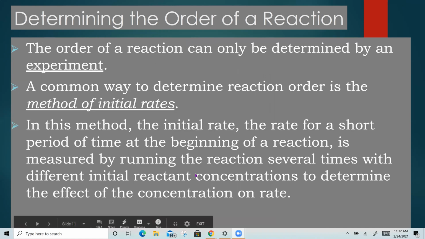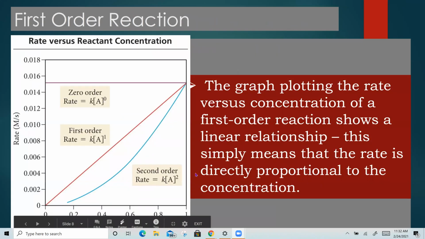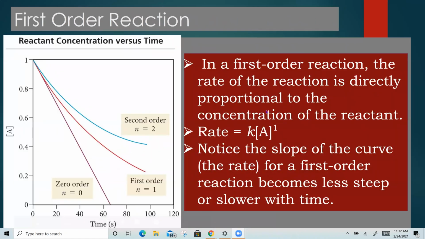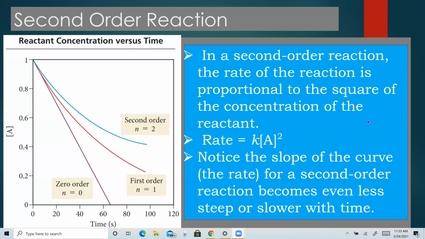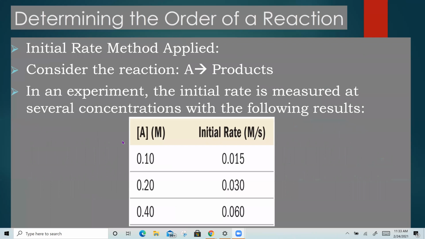And so if we go back just a little bit, we will see that is exactly what a first order reaction is. The rate of the reaction is directly proportional to the concentration of the reactant. So when we double the concentration, we double the rate. Do you see that? When we triple the concentration, we triple the rate. When we quadruple the concentration, we quadruple the rate. And so it's very easy to say, we're just using our definition of a first order to determine that this is a first order reaction.